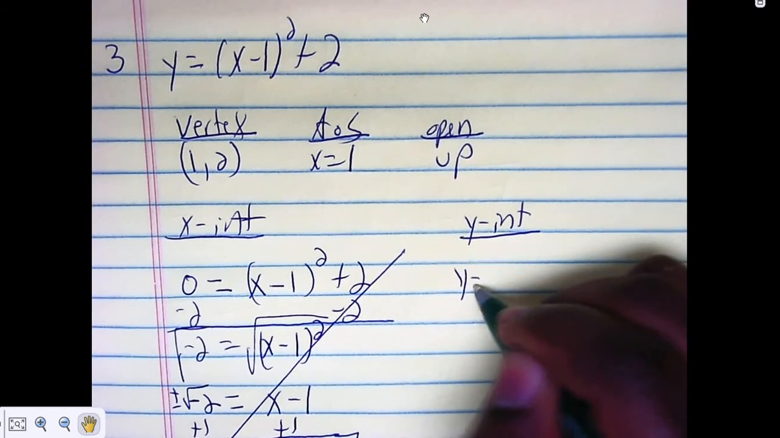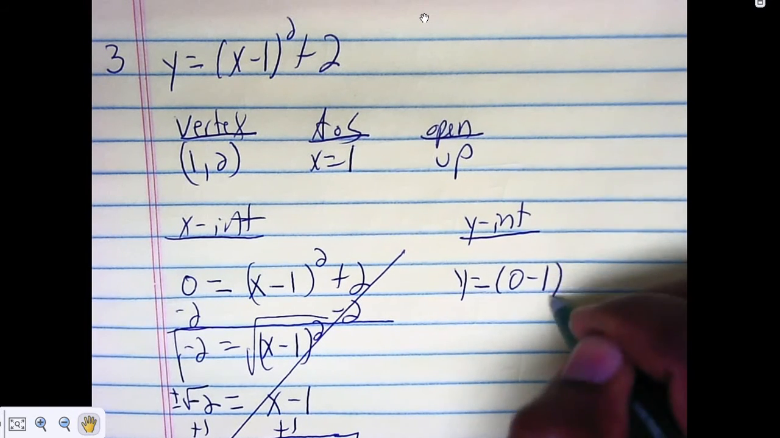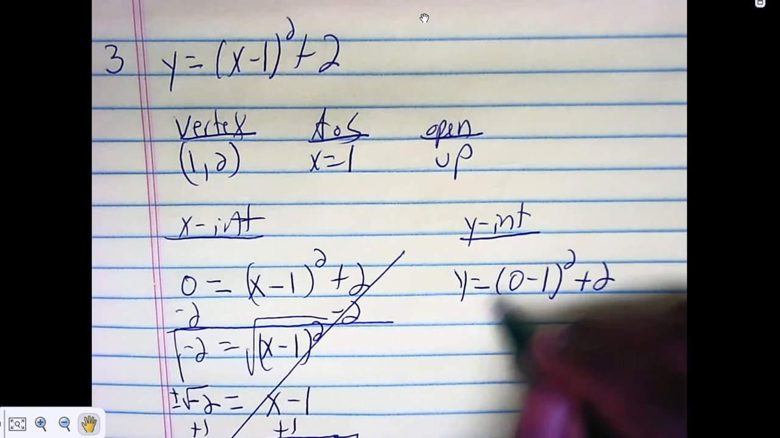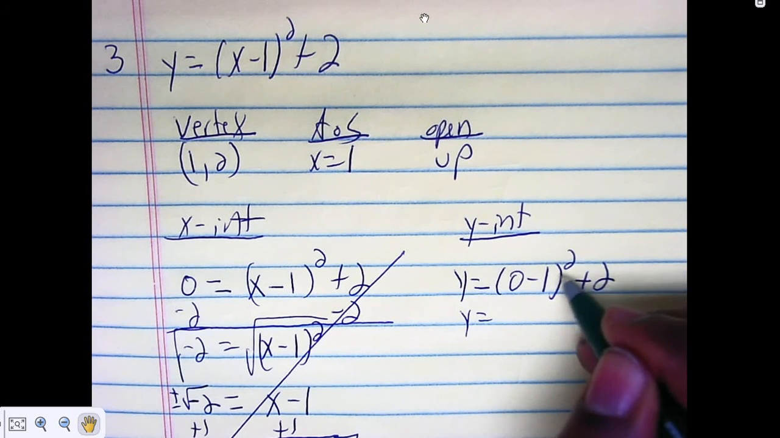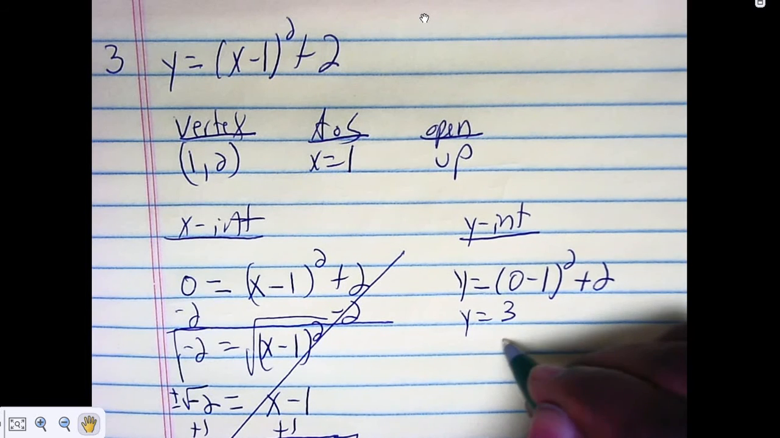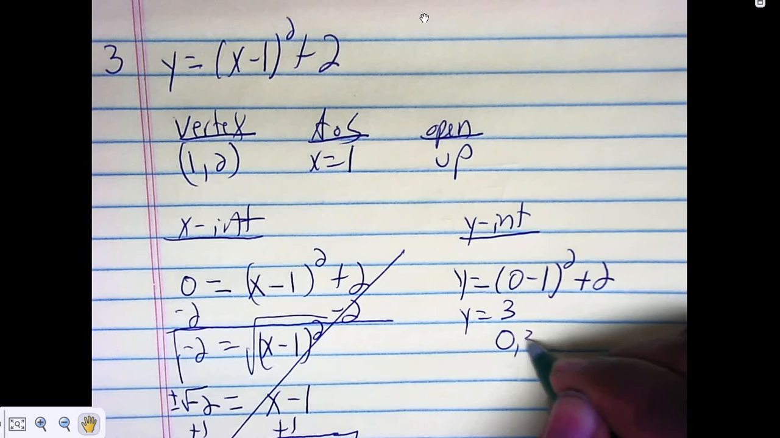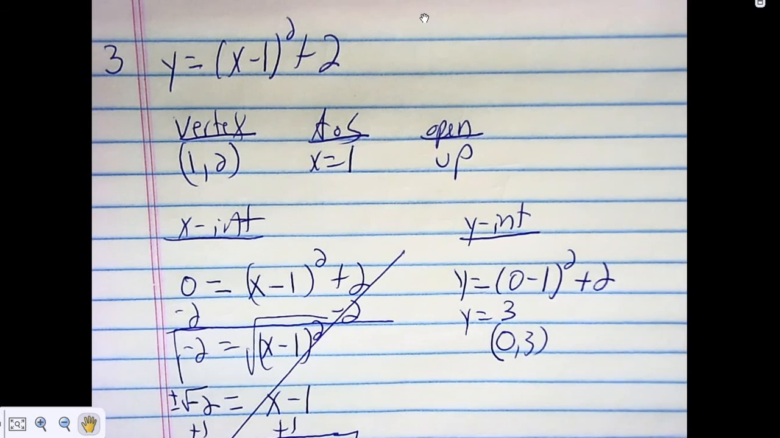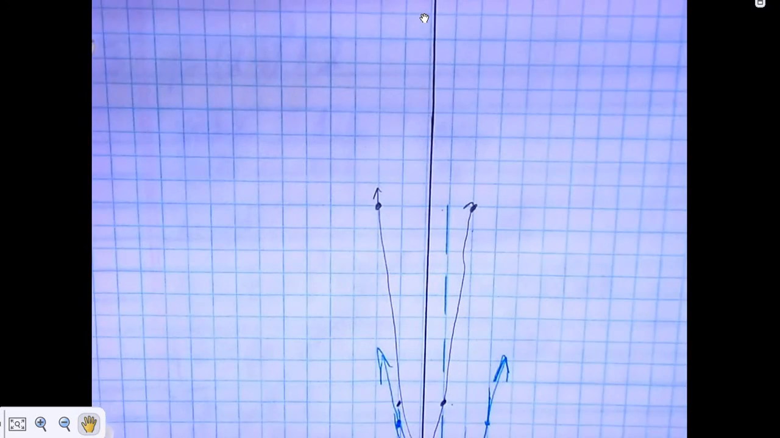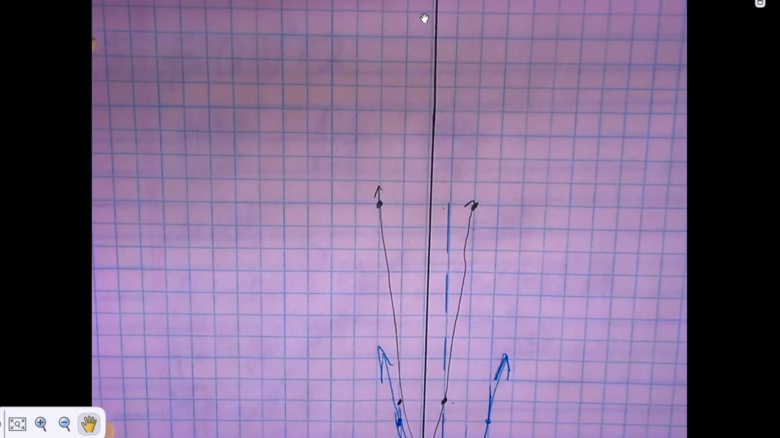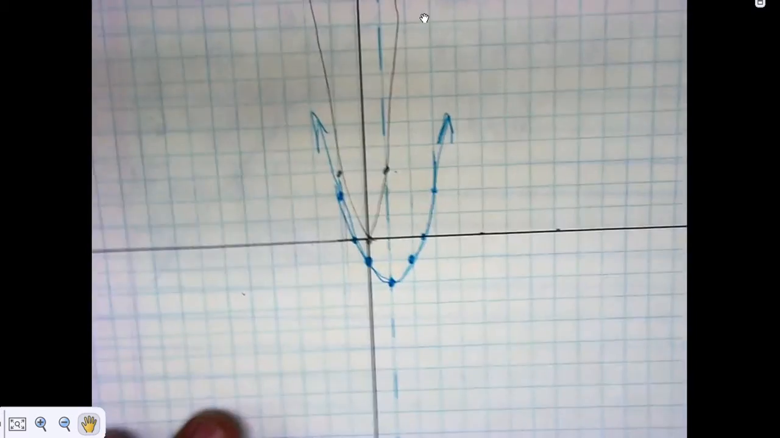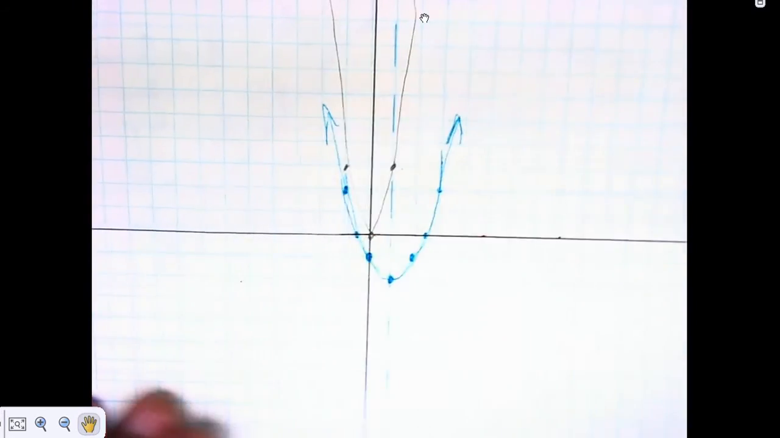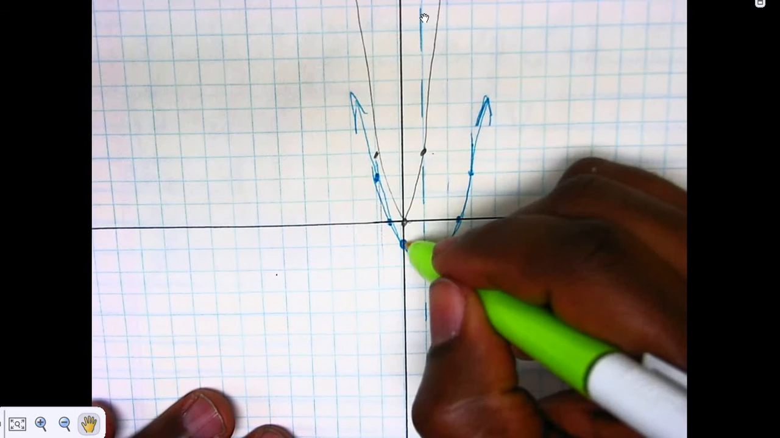Now, whenever you find the y-intercept, remember I said earlier, you put 0 in for x. And so when you do, what you're going to get is negative 1 times negative 1, which is 1, plus 2, which is 3. So my y-intercept is actually 0, 3. All right. So let's go back to this one using the same graph all over again. 0, 3 is this point right here.